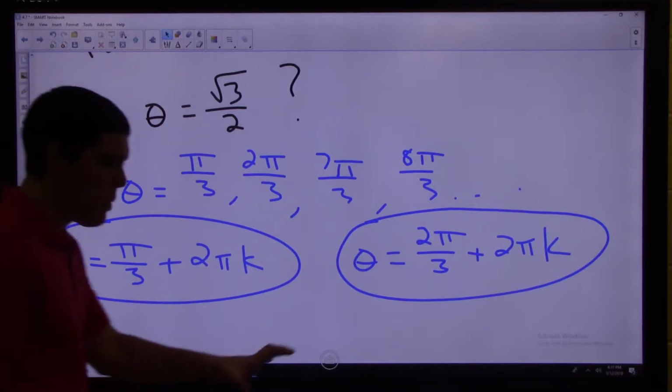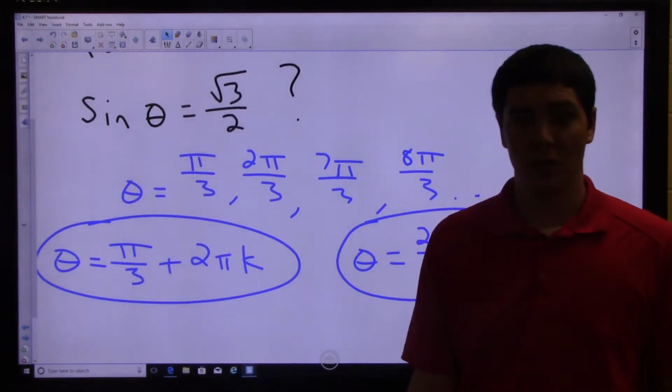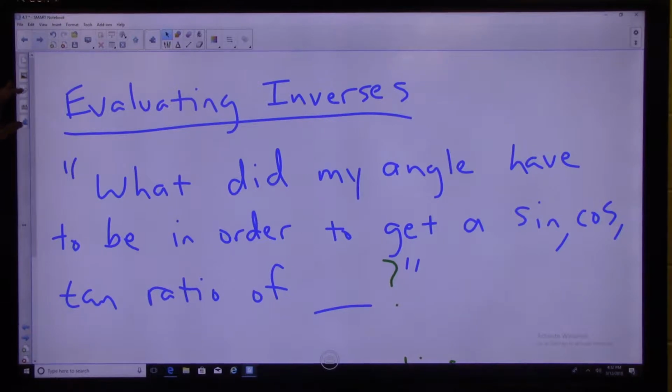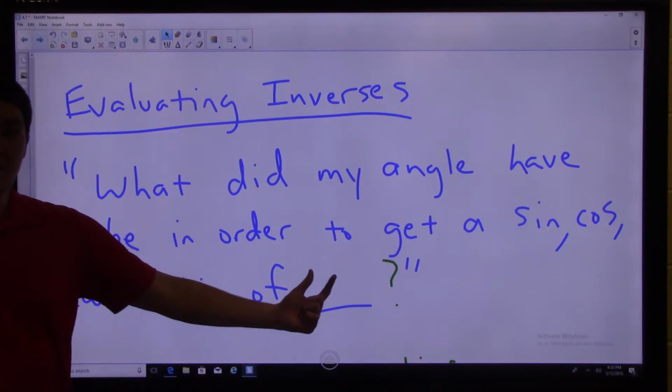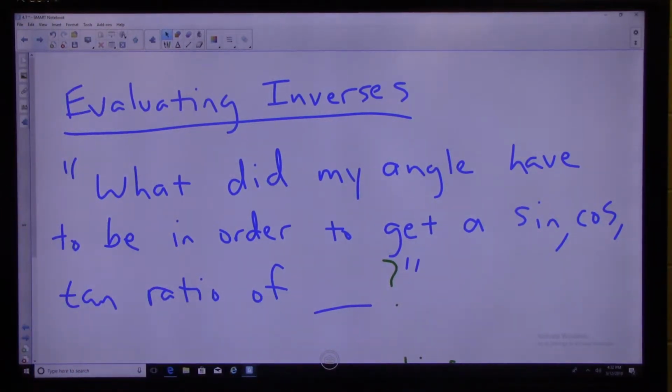All right. So that being said, like I said, I'm trying to lead you guys into understanding what inverses are. Okay. So before I actually show you the definition of inverse sine, let me keep going here. I'm going to flip past this. And whenever you evaluate inverses, this is what you need to think. Okay, this is the question I always want you to ask yourself. What did my angle have to be in order to get a sine, cosine, or tangent ratio of something? Okay, and that something in the last case was square root of 3 over 2. Okay, so this is the question you need to ask yourself.